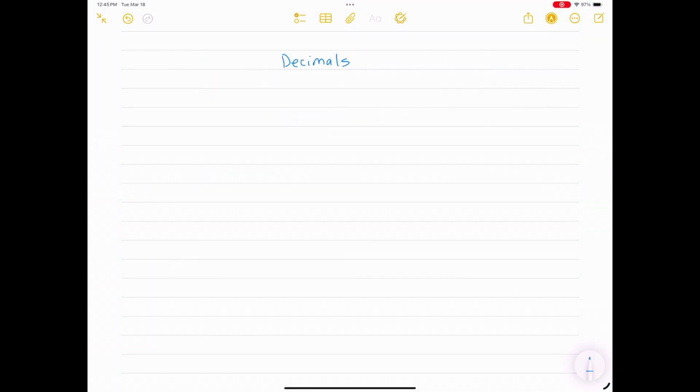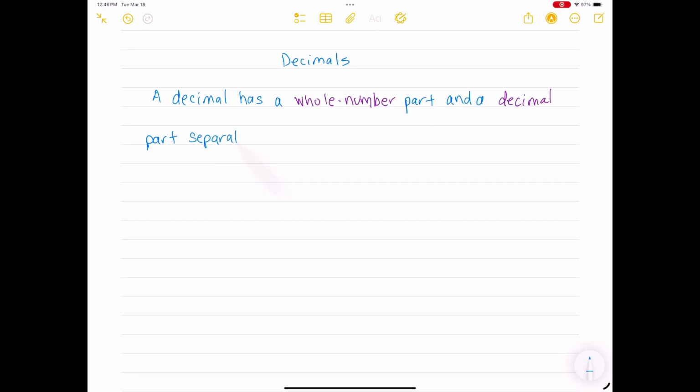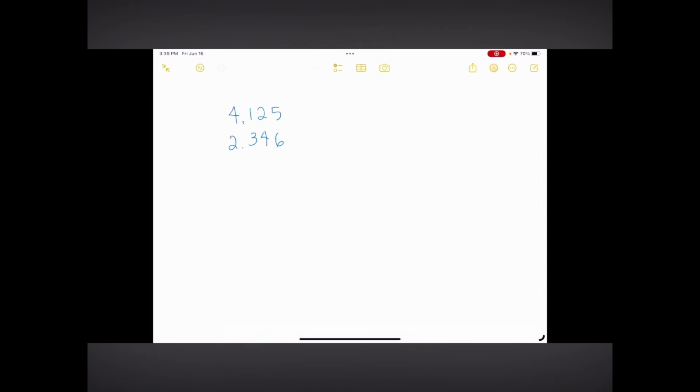Decimals. In section 1.1, we learned how to read, write, and round decimals. A decimal has a whole number part and a decimal part separated by a decimal point. To compare decimals, we write one decimal under the other and line up the decimal points and like place values. Starting from left to right, compare the first digits that are not alike. Add zeros after the last digit when necessary.